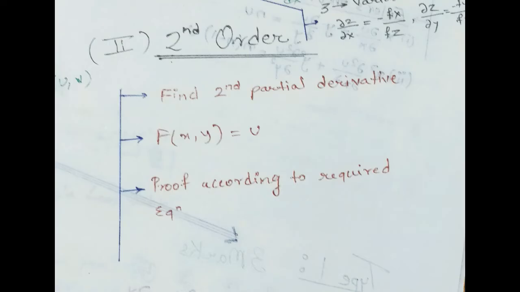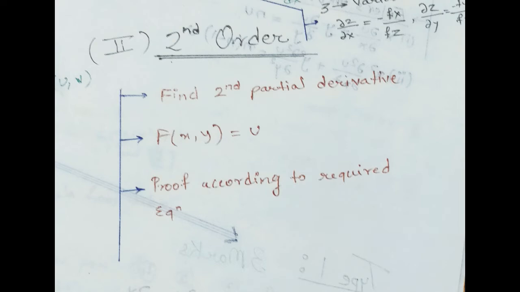Now moving on to the second subtype of composite function of partial differentiation, we have to follow only three steps. The first step is that we have to find the second partial derivative, that is, finding the first partial derivative and then the partial derivative of the first order, so we will get the second order partial derivative.